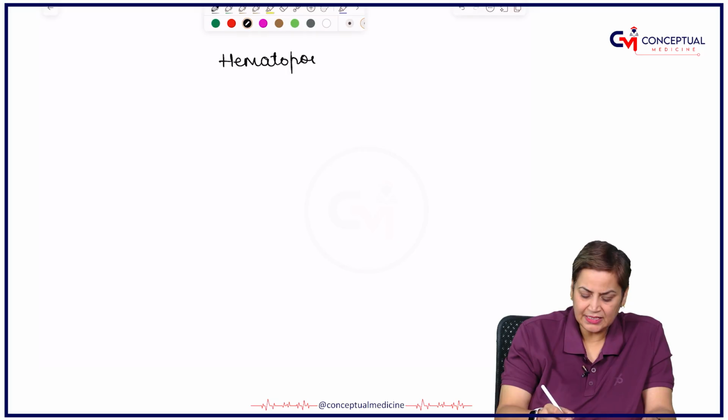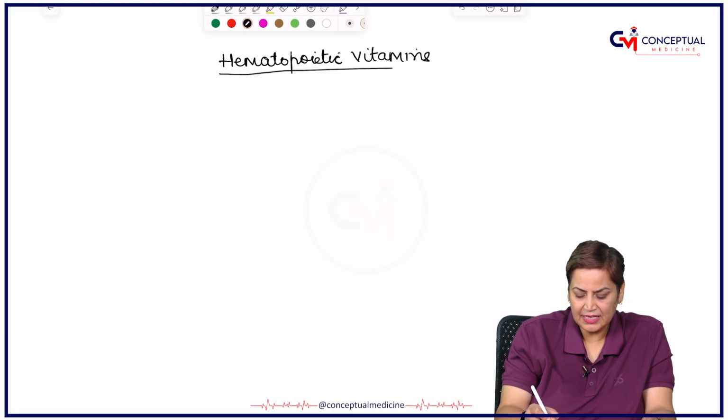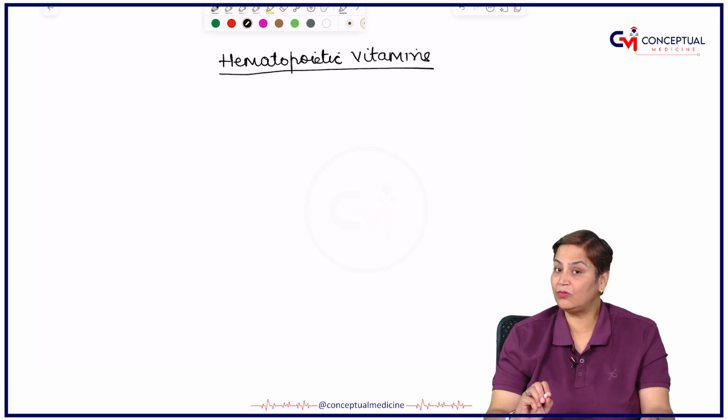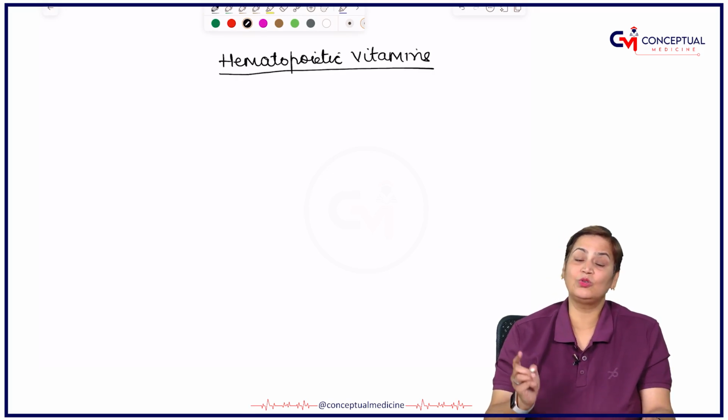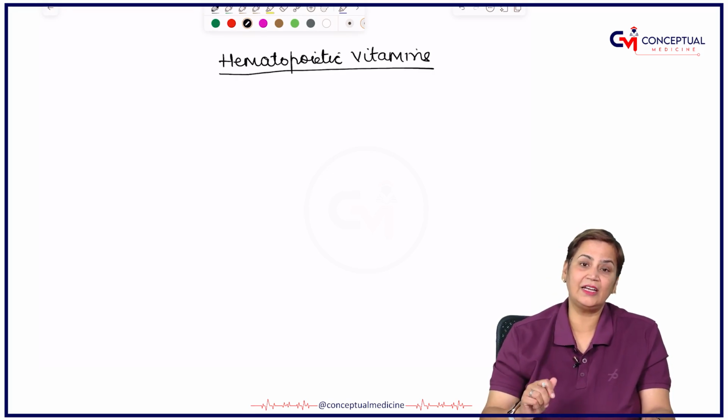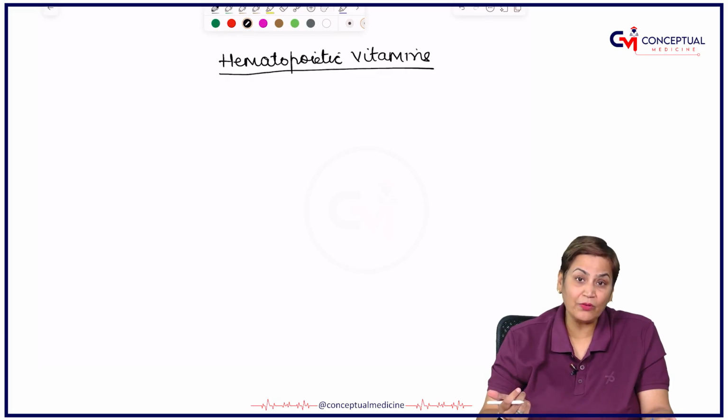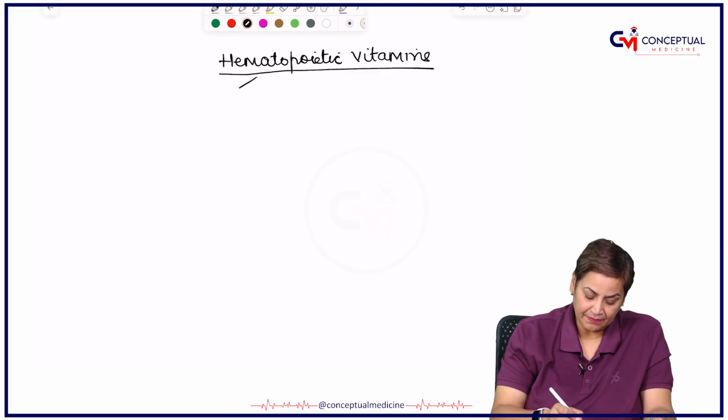Now see, as it is clear from the word itself, hemato means something related to the blood. So we can say that this class of vitamins includes those which are related to the formation of the blood, obviously. So the hematopoietic vitamins are B9 and B12.